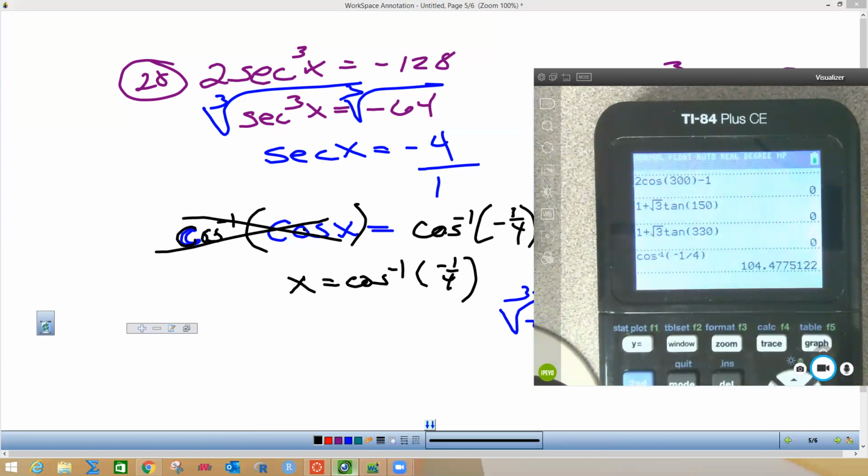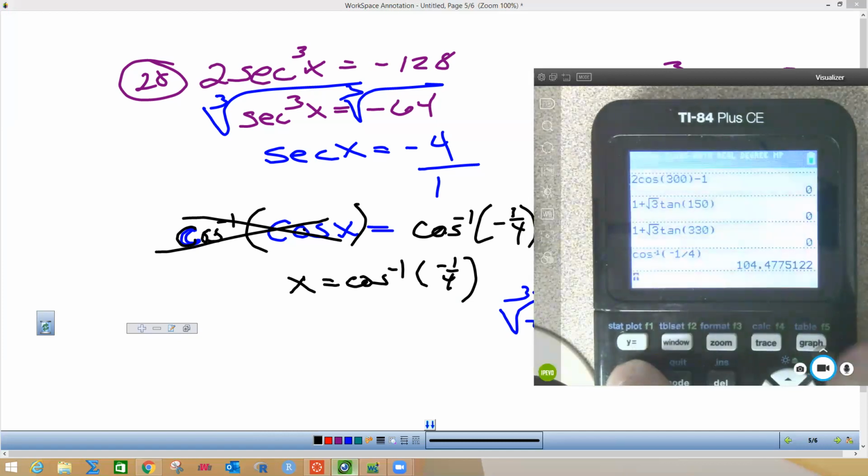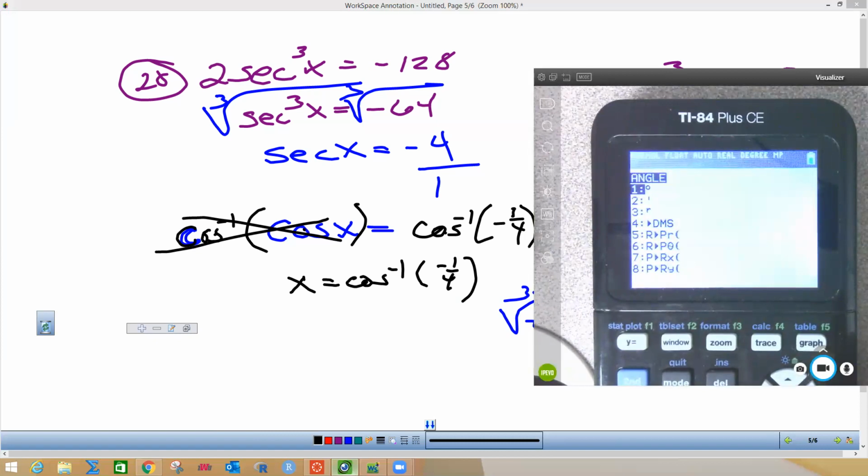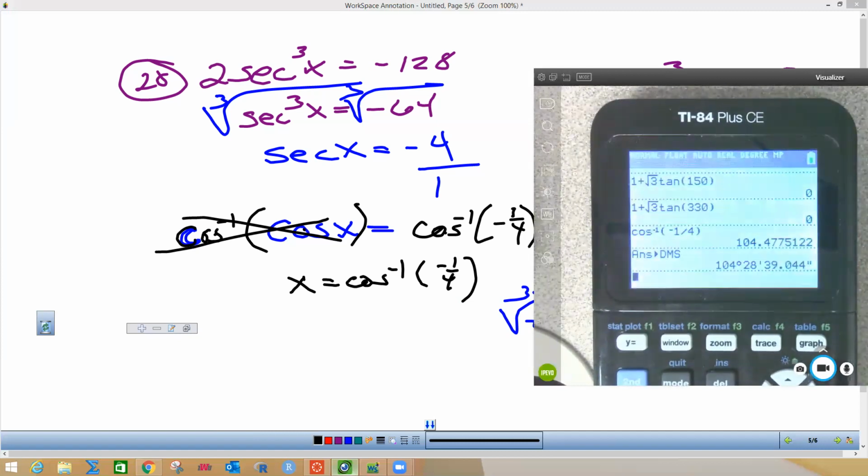Does anybody remember what we have to do to this answer? What changes it from decimal degrees to degrees, minutes, seconds? We've done it. I hit second, then apps, and you see number 4? That's going to change that to degrees, minutes, seconds. Second, apps 4, and you hit enter. Are we okay to there? Yes or no? Okay.